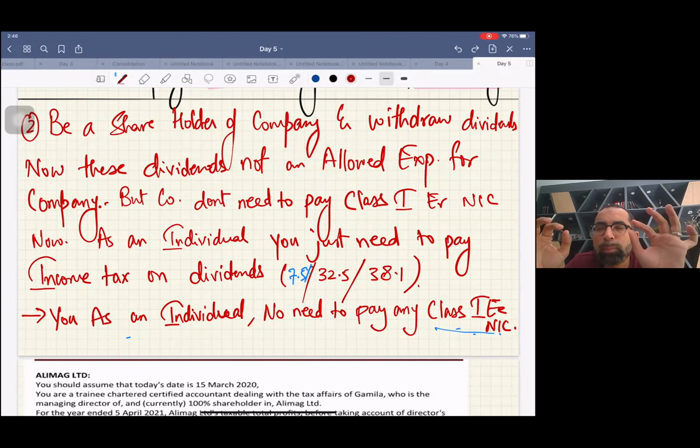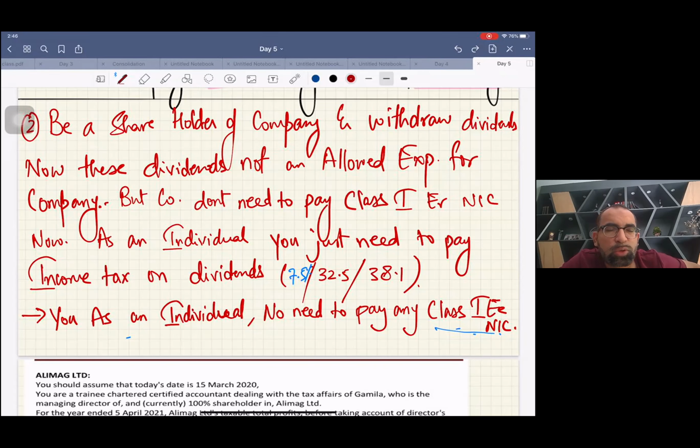To owners. Profits distribution to owners, shareholders. So it's not an allowed expense. Don't forget. Okay. But now, as there is no more employer and employee relationship, there is no class 1 employer NIC or class 1 employee NIC, we all know this.